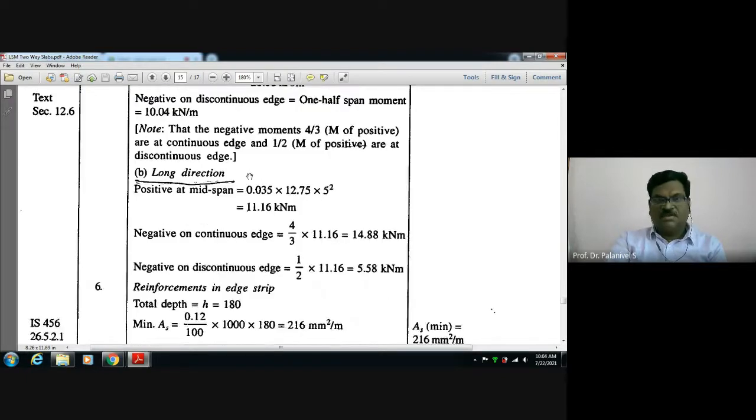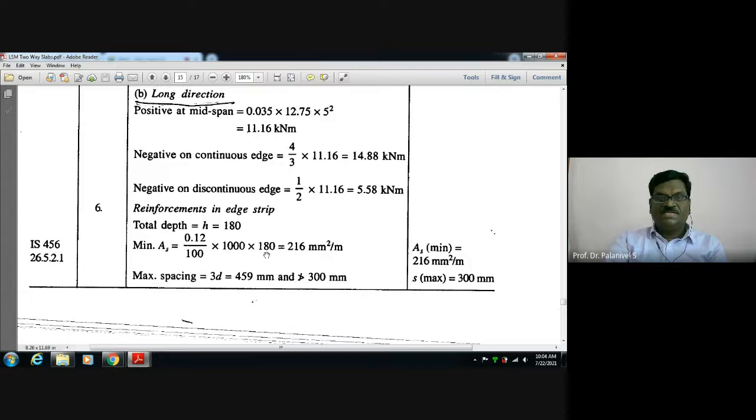Along the long direction also, in a similar way we got three moments: a positive bending moment at midspan, a negative bending moment at a continuous edge, and a negative moment at a discontinuous edge. So totally 6 moments we have got. You have to design reinforcement for all these 6 moments.